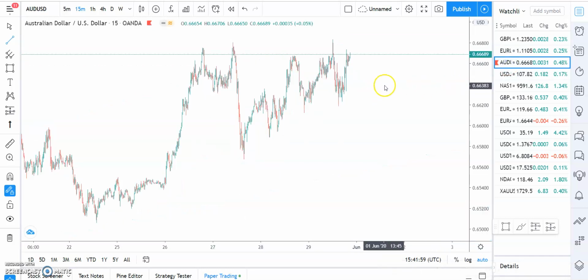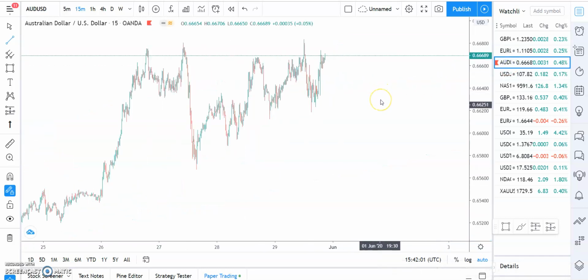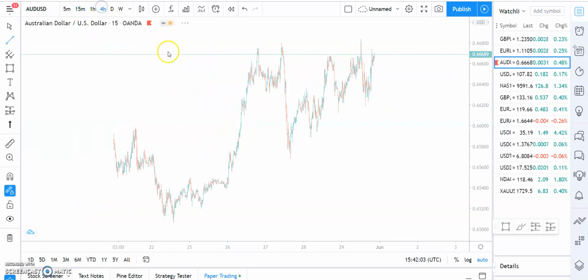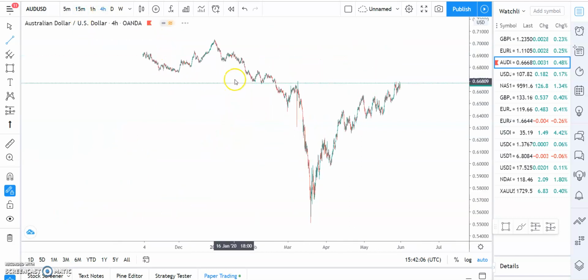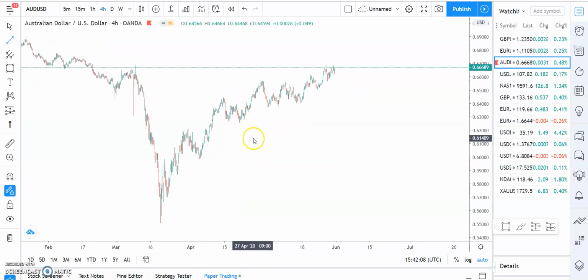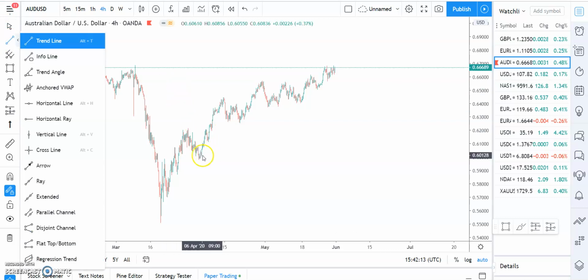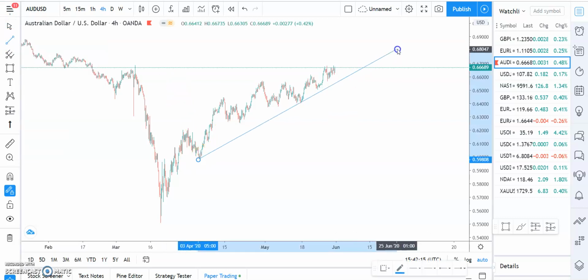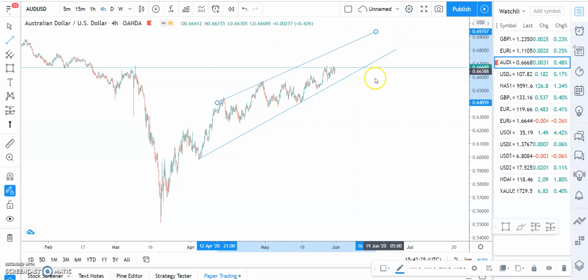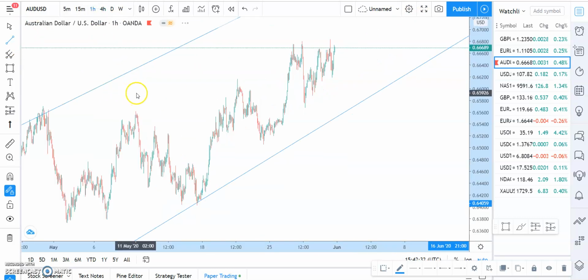Let me see Audusd. Okay, I'm gonna start from the 4-hour time frame because I don't have much time. So just want to clearly see what's happening. Okay. Clearly we're in an uptrend channel. We're going up. It's almost like an ascending triangle. I think it will form up later. But we're going up. From the 1-hour time frame, what do we get?